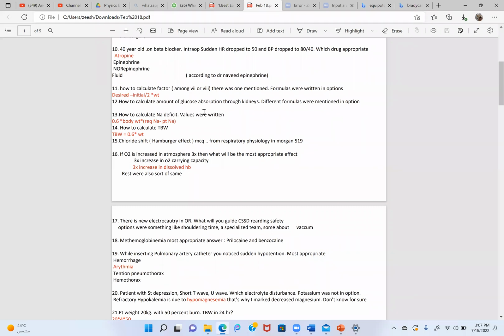Okay, how to calculate the amount of glucose absorption through the kidneys? I'm sorry, I don't remember this formula.